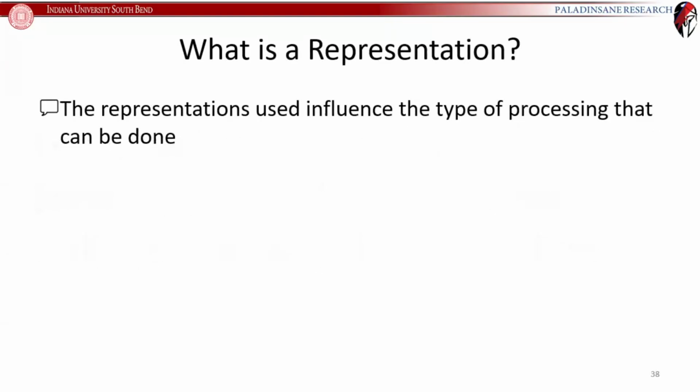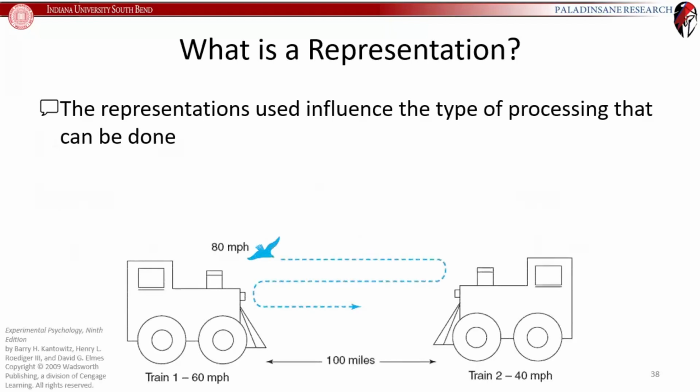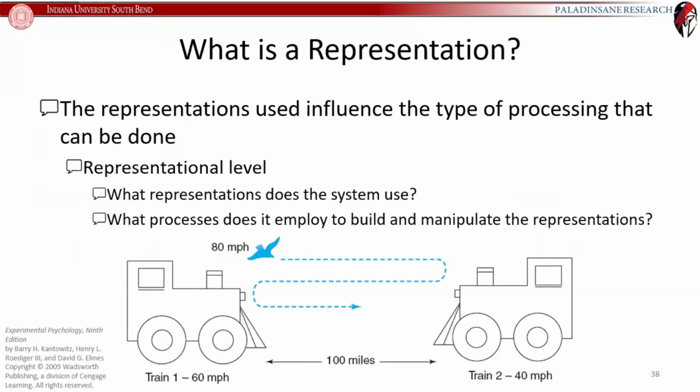All right, so the representations used influence the type of processing that can be done. As I mentioned before, we saw that with the train problem from last class. So again, to try to understand the representational level, we want to know what representations the system uses. Is it an imagery map? Is it a series of propositions? And then what processes does it employ to build and manipulate those representations? Is it manipulating distance or is it manipulating time? Are we doing manipulations of our representations of distance or of a representation of time? That's what we're trying to understand in this course.